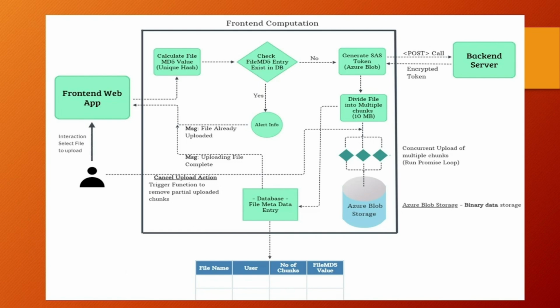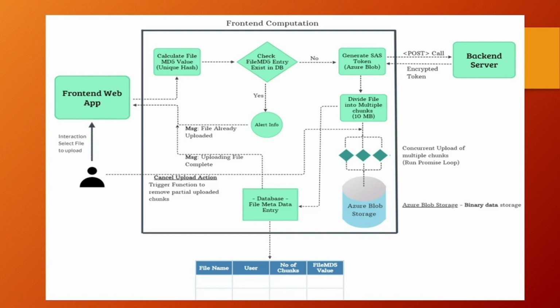So basically, in order to upload a file to Azure Blob, we need some sort of SAS token. That particular part will come from the backend server. So in the front end computation, the user first interacts with our front end web app, where he will select a file which he needs to upload. After selecting a file, the front end computation will follow this particular loop.